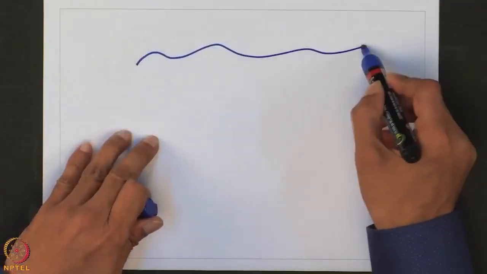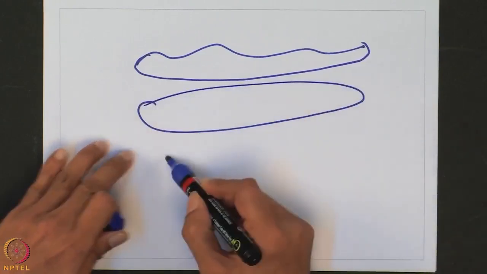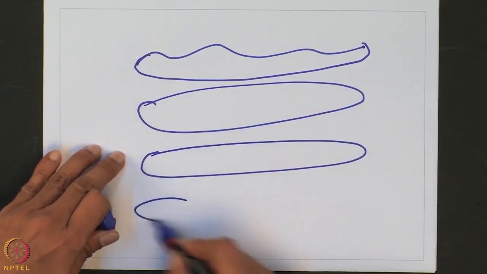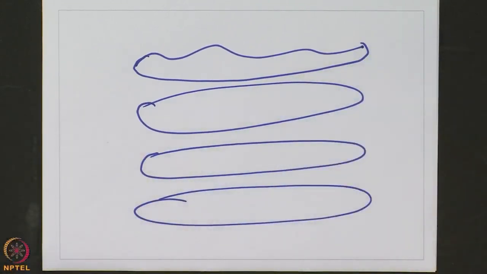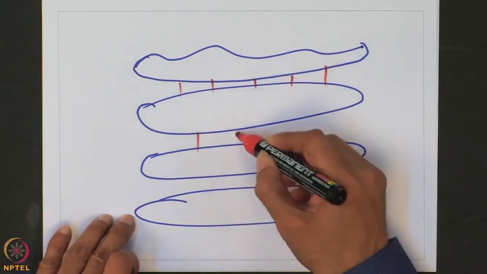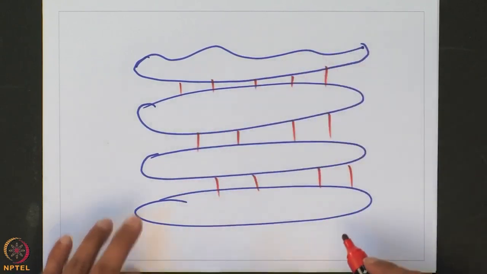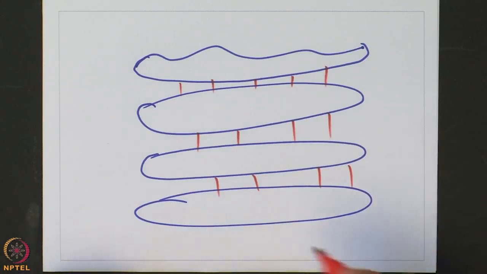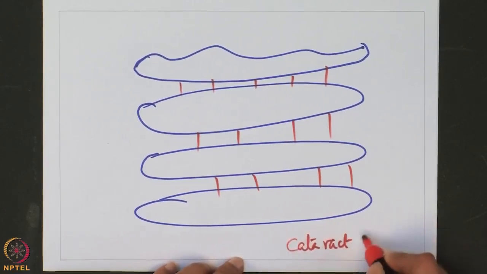Suppose these lens proteins are rod-like molecules. You have one rod-like molecule, and another rod-like molecule, and another, and another, etc. So these are individual lens proteins. Due to the modifications, they get connected together, they are modified in various ways, and these modifications can be explained. Now the individual rods joined together form a kind of a layer which we call cataract formation.